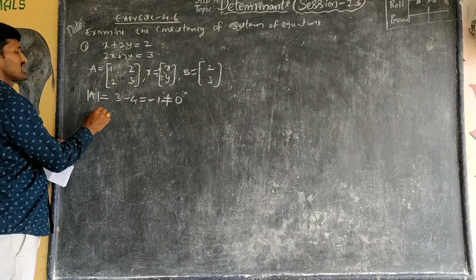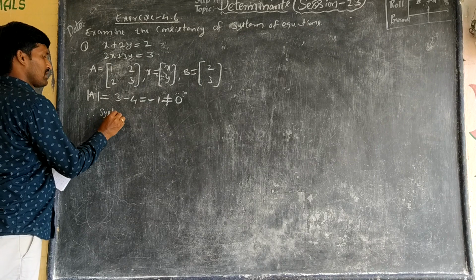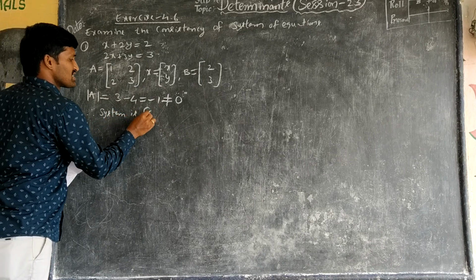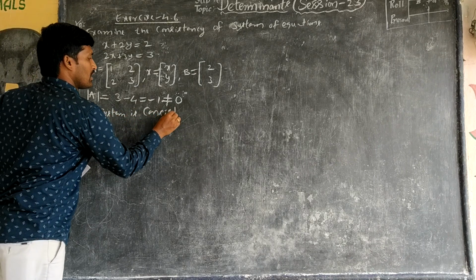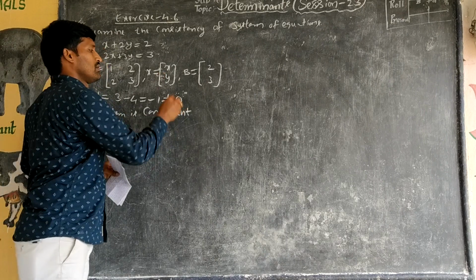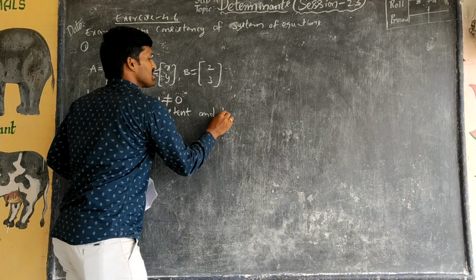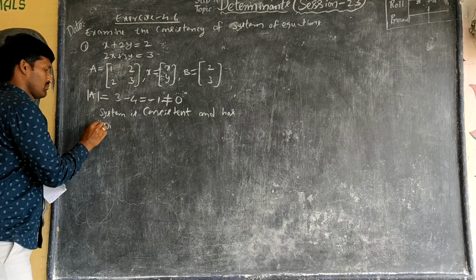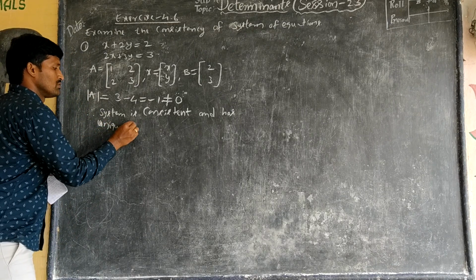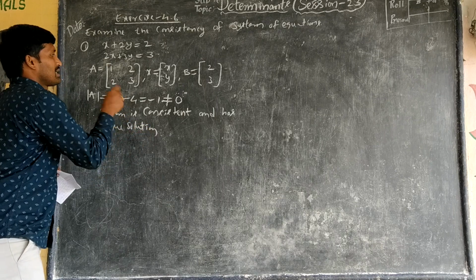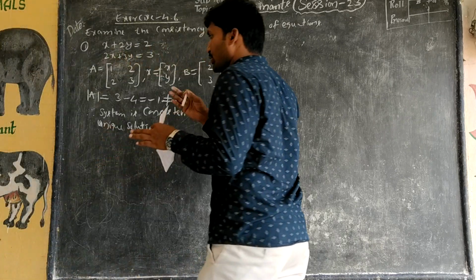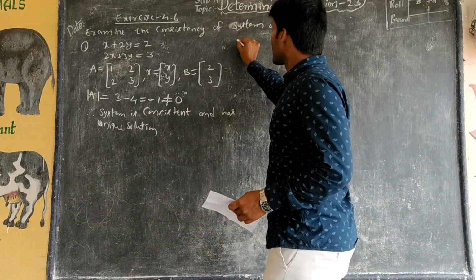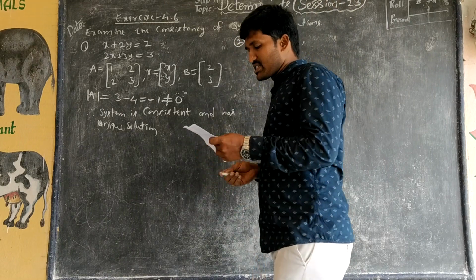When it is not equal to 0, the system is consistent and has a unique solution. Here we are just checking only, no need to do anything further. No need to solve, just checking for consistency.